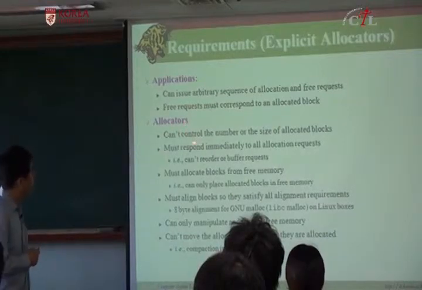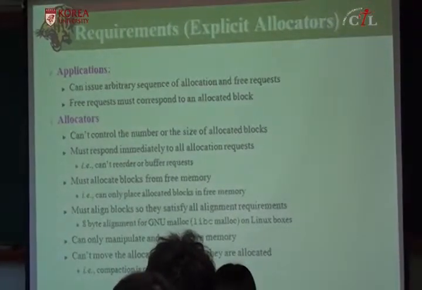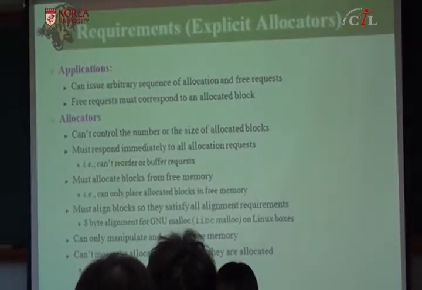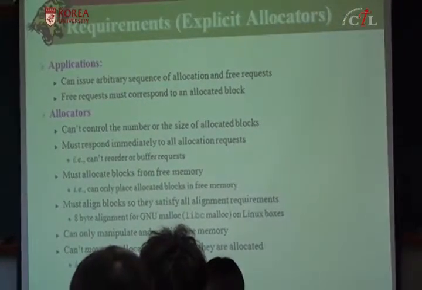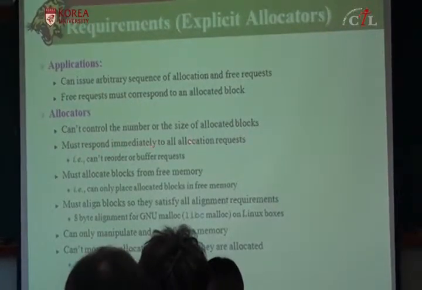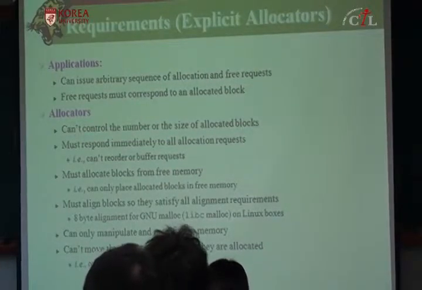The allocator cannot control the number or the size of allocated blocks because it's controlled by the programmer. It's the programmer's responsibility. They request this much. Okay? They can request an arbitrary sequence of allocations. But the allocator side is somewhat passive. If you request, I should allocate. Okay? If you free, I should free. And the allocator must respond immediately to all allocation requests. So they cannot reorder or buffer requests. They ask, I allocate 3, 105, and the system cannot reorder this order, they have to do it in sequence. Okay, 3, 5, 100, and so on.